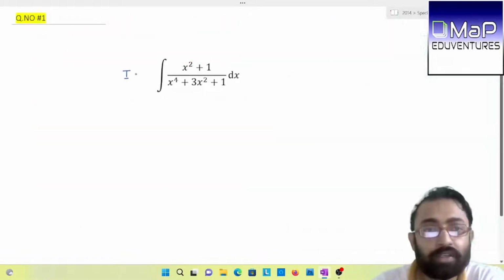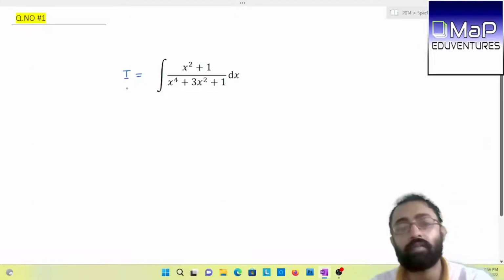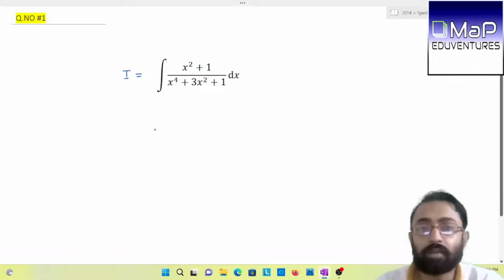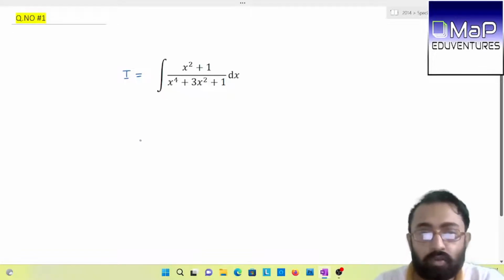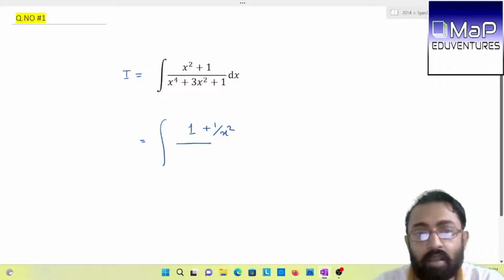Okay, so our first question is the integration of x squared plus 1 divided by x to the power 4 plus 3x squared plus 1. Here we can compare and see that it resembles the form. So without wasting any time, let me divide both numerator and denominator by x squared. So in the numerator you will now get 1 plus 1 by x squared after dividing by x squared, and in the denominator you will have x squared plus 3 plus 1 by x squared, dx.